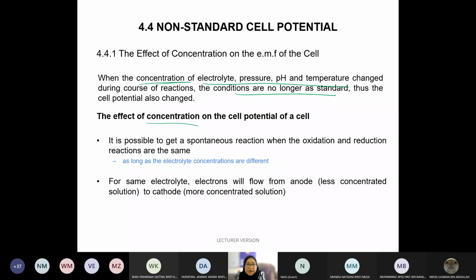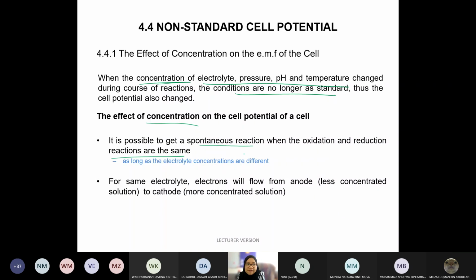Okay, all right. So it is possible to get a spontaneous reaction when the oxidation and reduction reactions are the same, as long as the electrolyte concentrations are different. Okay, so what does it mean by this statement? Mula-mula saya tak faham. Bila saya tengok the next slide, then baru I get it. It is possible to get a spontaneous reaction when the oxidation and reduction reactions are the same. Ni tak faham. Are the same.